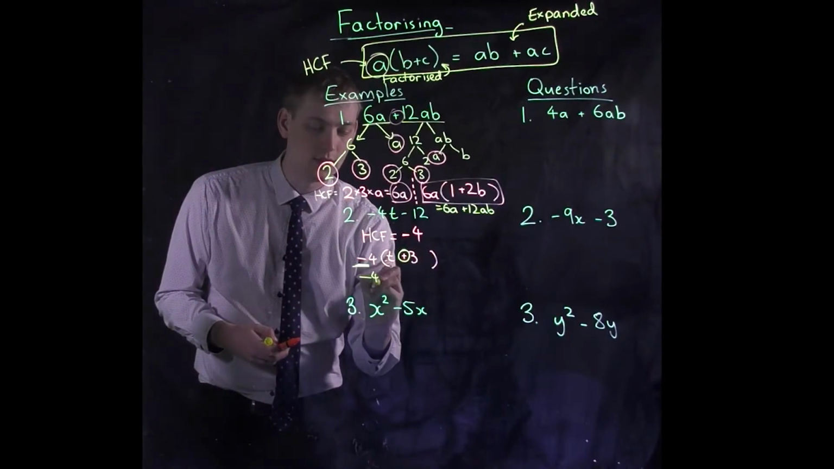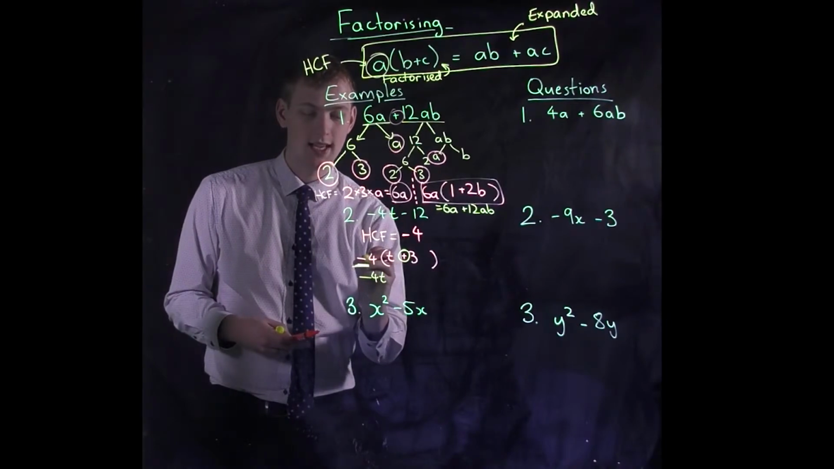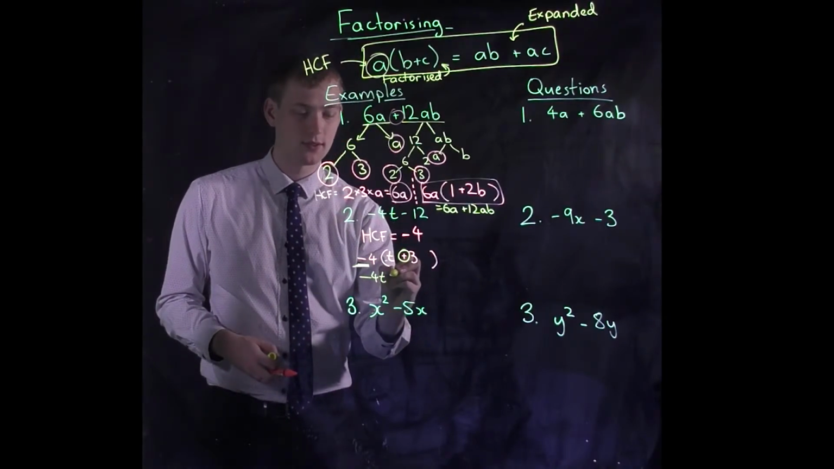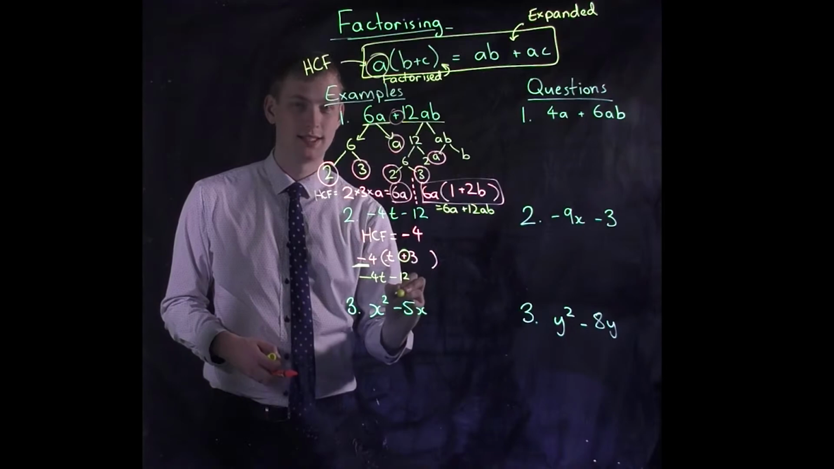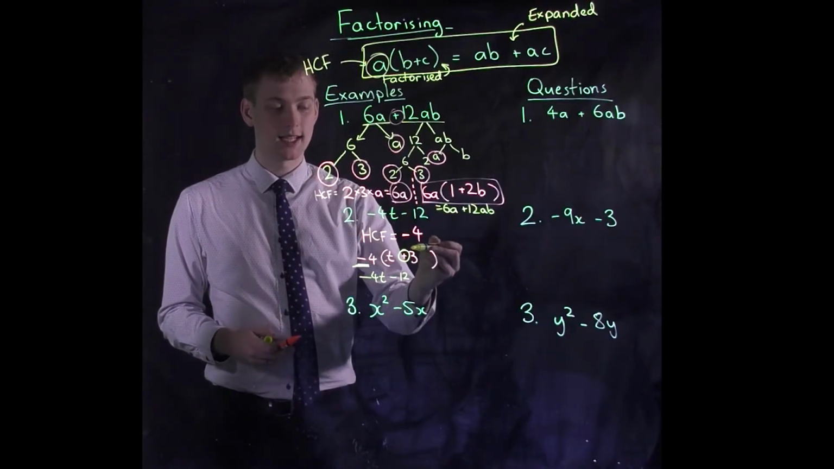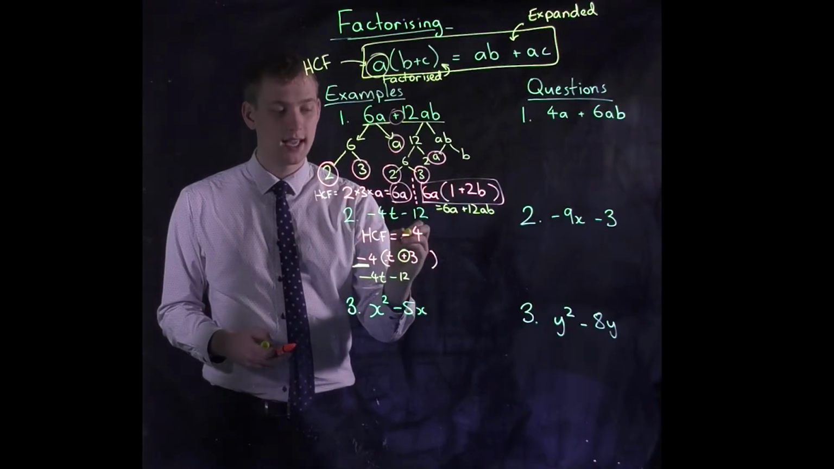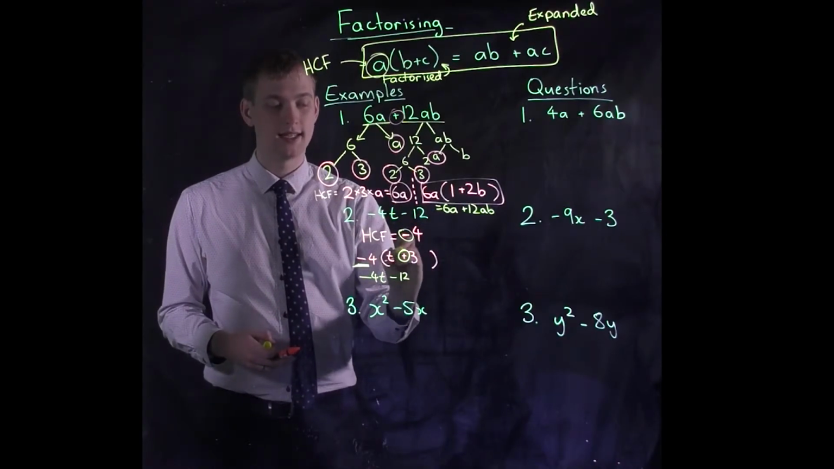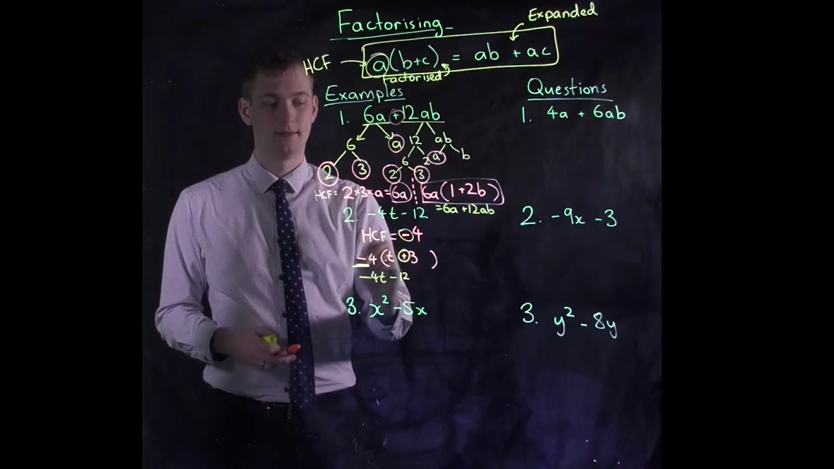We go minus 4 times t gives us minus 4t. Then minus 4 times positive 3 is going to give us minus 4 times 3, which is minus 12, which is the answer that we wanted. So we've just checked our answer here. So notice if you take our minus out the front, you need to leave a plus there.